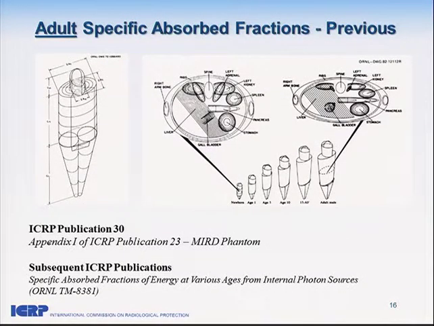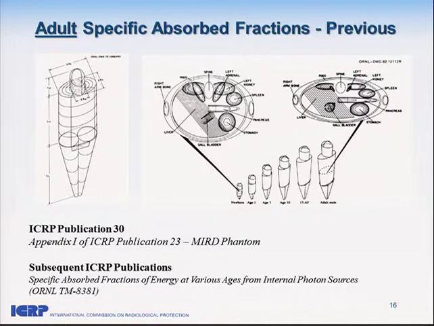Okay, so specific absorbed fractions, where have they come from in the past for adults? Going back to Publication 30, they were actually documented in an appendix of Publication 23. So these were early calculations. And this is where there was a lot of interaction between the MIRD committee and the ICRP because of the presence of Walter Snyder, chairman of the MIRD committee and also chairman of the reference man task group. And so that set of photons, and this was not electrons or alpha particles, those were assumed to be locally deposited in the sources, but an early set of photon absorbed fractions for self-dose and cross-dose were provided in the adult MIRD phantom as used in Publication 30.